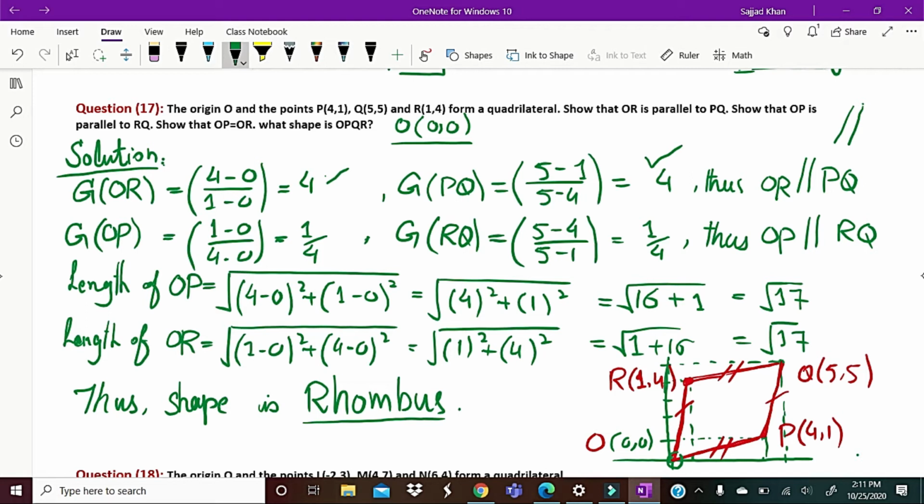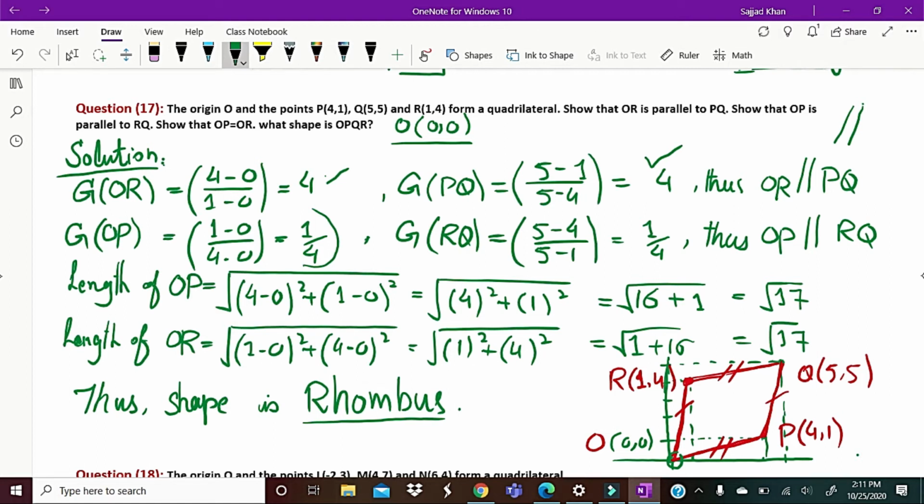Now the gradient of OP, again we have points O and P, substitute and we get the value is 1 over 4. And now find out the gradient of RQ, which is again 1 over 4. It means OP is parallel to RQ.